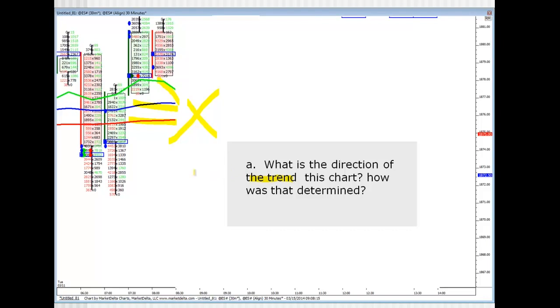We could make the argument there is a very weak uptrend simply by virtue of the fact that the 20 is above the 50 and the simple 5 is above the 20. So if anything, there is a potential minimal bias to the upside. And this is how we determine that. We look at the available data on the chart.